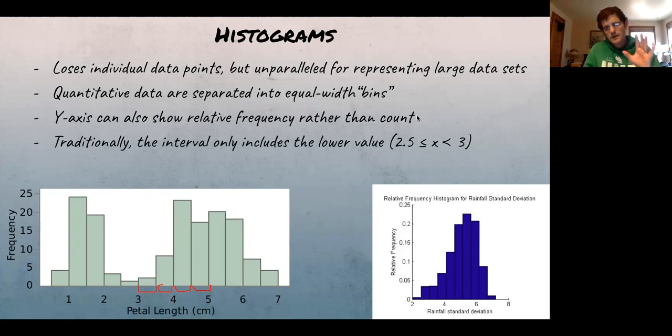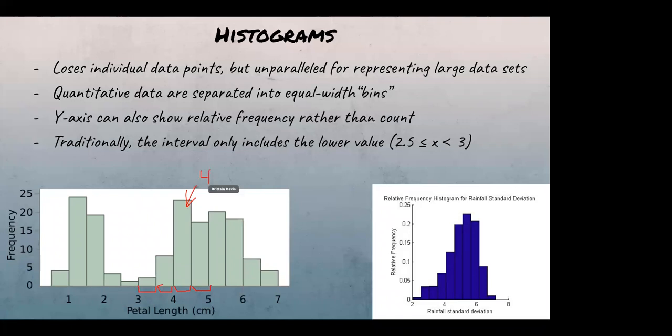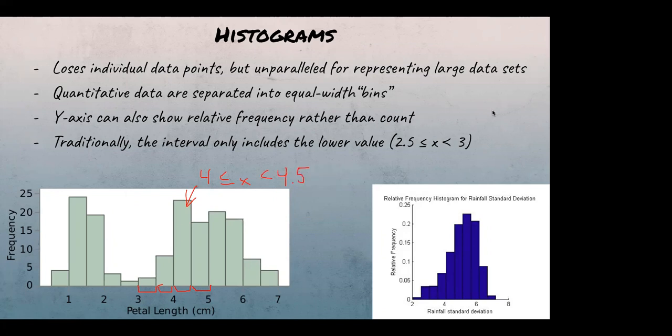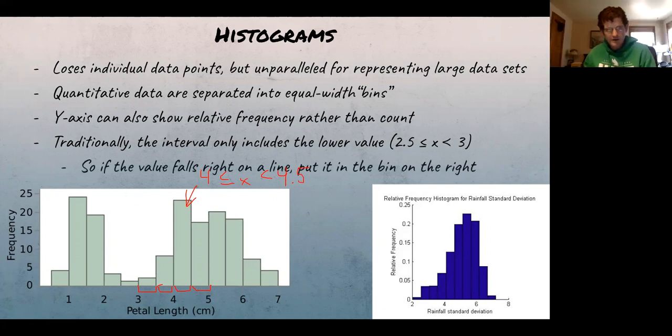This is a small nuance, but it's worth knowing. The bin typically includes the lower value, but does not include the upper one. So this bin right here would go from 4 to less than 4.5. And any value that falls right on the line, which depending on the data set is not very common, but if it does fall right on the line, you would put it in the one on the right. So a 4 would go into that bin, not the one on the left.